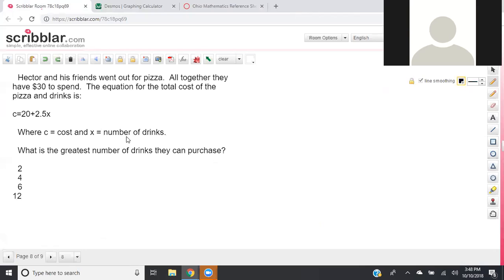So next question. Hector and his friends went out for pizza. Altogether, they have $30 to spend. So that's the total right now. The equation for the total cost of pizza and drinks is C equals 20 plus 2.5x, where C equals cost and x equals number of drinks.